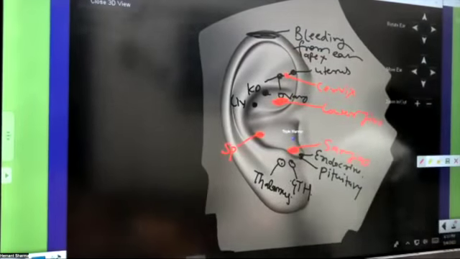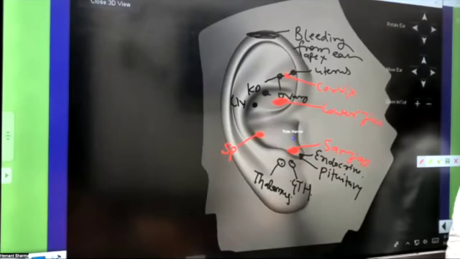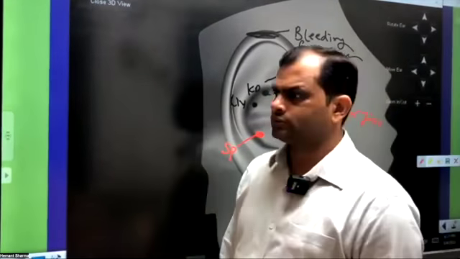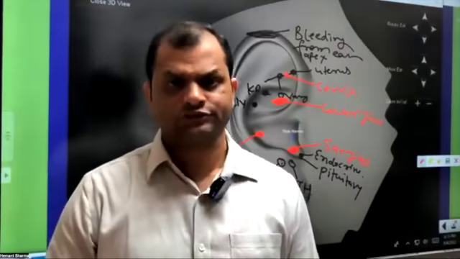Even the sexually transmitted diseases also create the cervicitis first.